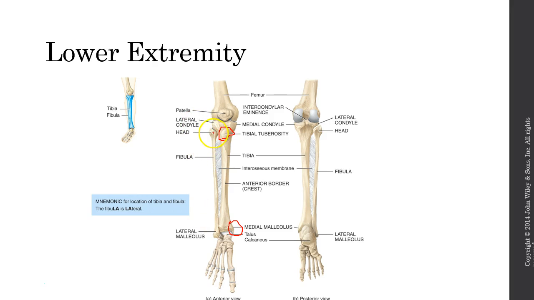So lateral to the tibia, we have the fibula. At the proximal end, we have the head. At the distal end, we see the lateral malleolus. So on the lateral side of the ankle, that large knot, that is the lateral malleolus.